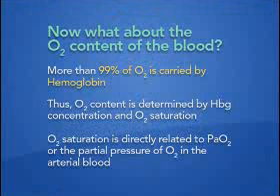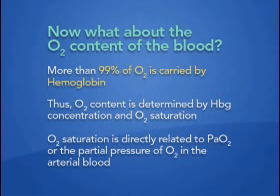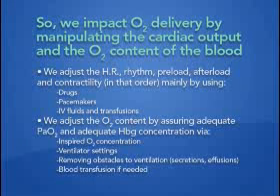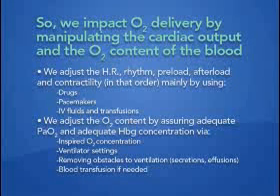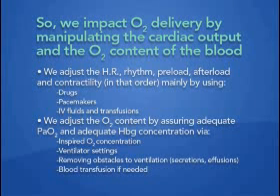Let's talk about the oxygen content of the blood. 99% of oxygen is carried by the hemoglobin. So the oxygen content of the blood is determined by the hemoglobin concentration and the oxygen saturation. Oxygen is directly related to the PaO2, or the partial pressure of oxygen in the arterial blood. So we impact oxygen delivery by manipulating the cardiac output and the oxygen content of the blood.